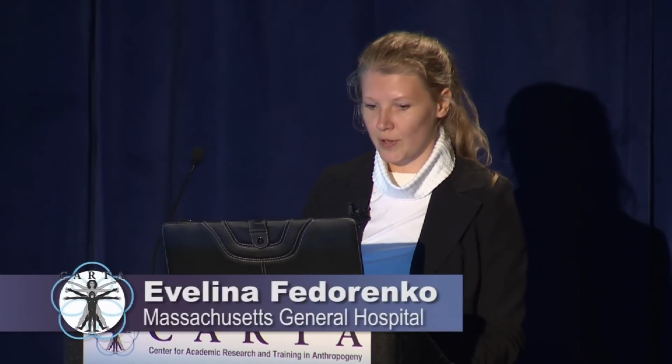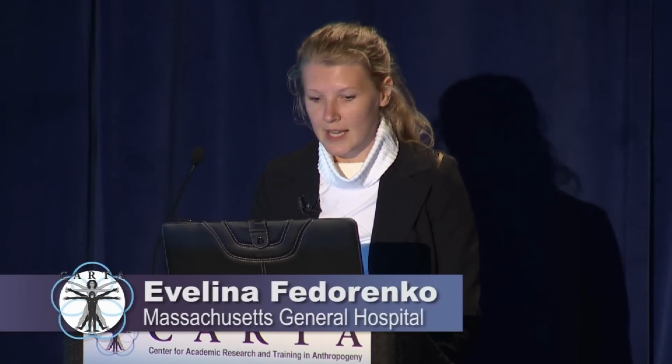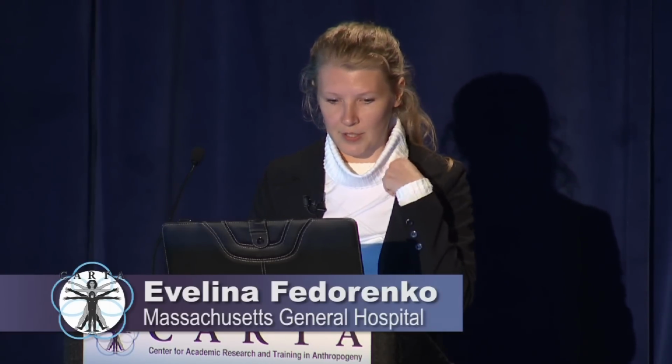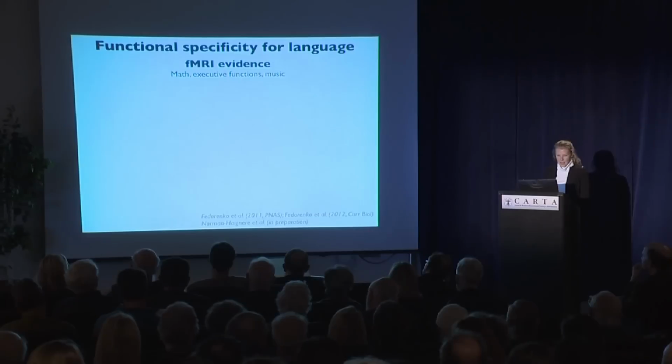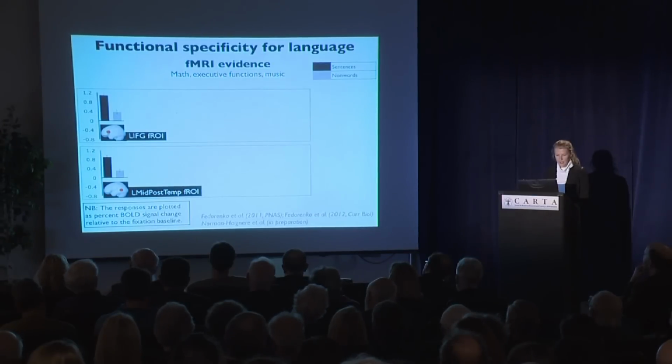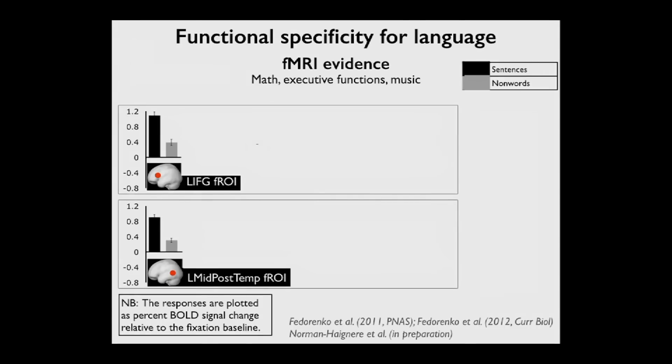So starting with the fMRI evidence, I will show you responses in the language regions to arithmetic, executive function tasks, and music perception today. So here are two example regions, a region in the inferior frontal cortex around Broca's area, and a region in the posterior middle temporal gyrus, but the rest of the regions of this network look similar in their profiles. And the region on the top is in and around this region known as Broca's area, except I don't use that term because I don't think it's a very useful term.